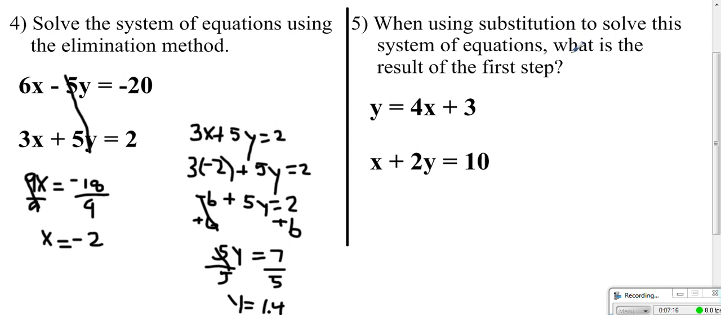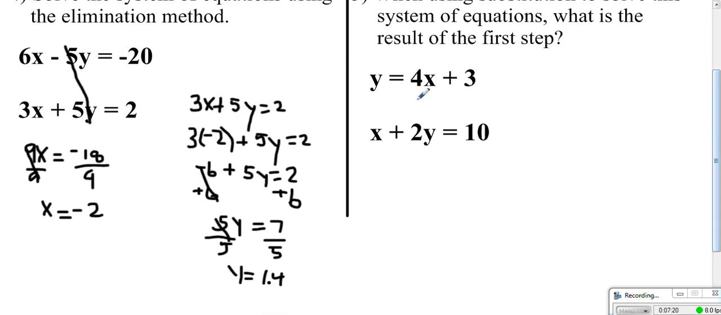This one, use substitution to solve this system of equations. What's the result of the first step? All right, we're going to use substitution. This one's solved for y already, so I'm going to just go ahead and circle this and substitute it in for the y. So x plus 2, and instead of y, we have 4x plus 3.